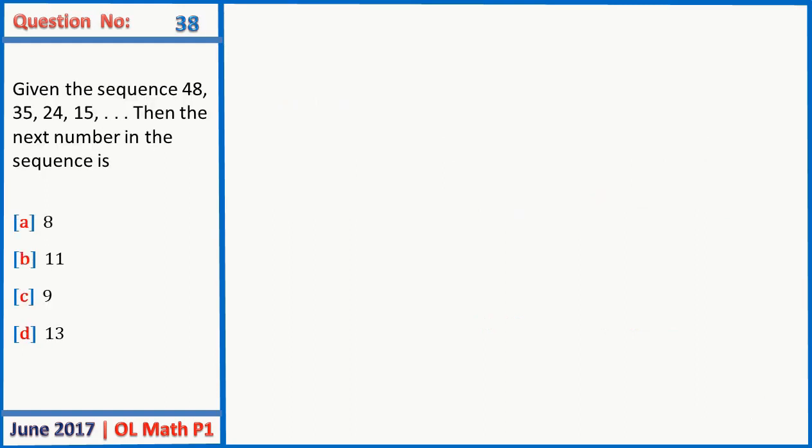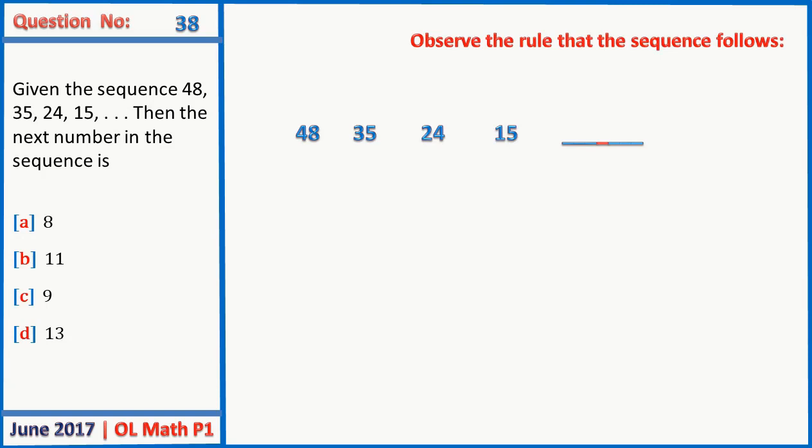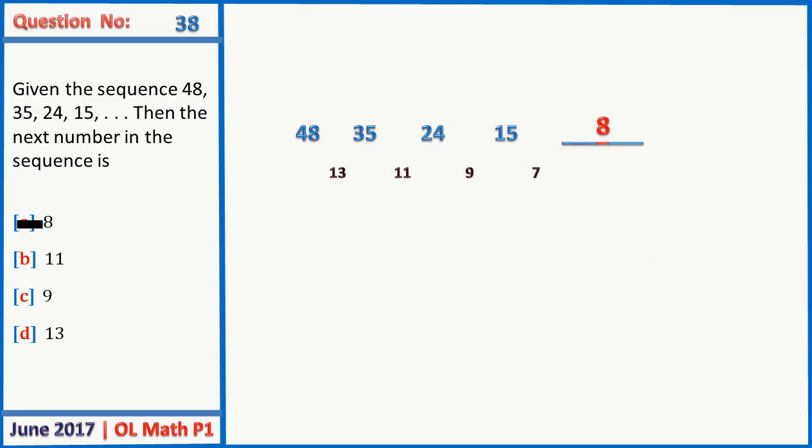Question number 38. Given the sequence 48, 35, 24, 15, the next number will be. Observe the rule that the sequence follows. You have 48, the sequence reduces by 13, then by 11, then by 9, then by 7. So the next value must be 8, and the key is A.